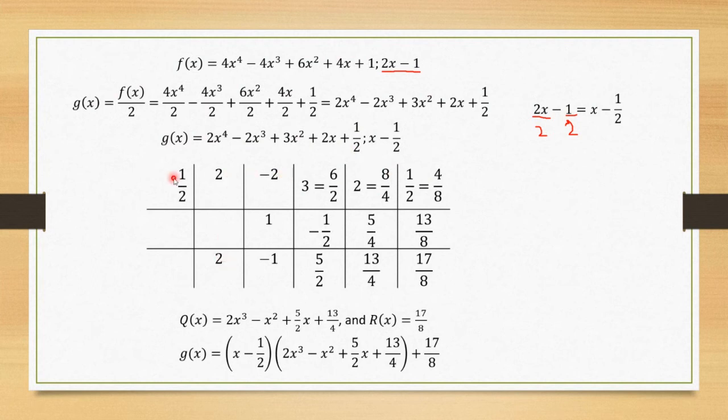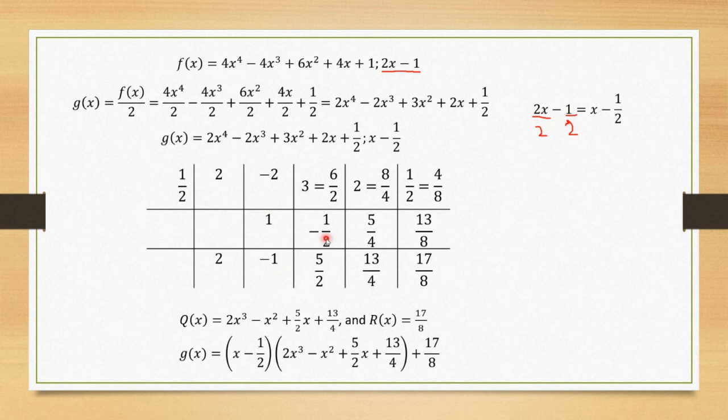We have a half times 2. That's 1, right? So we have minus 2 plus 1 here. Minus 2 plus 1 is minus 1. Just like the other one, you multiply and add, as in the other example. A half times minus 1, you get minus a half.